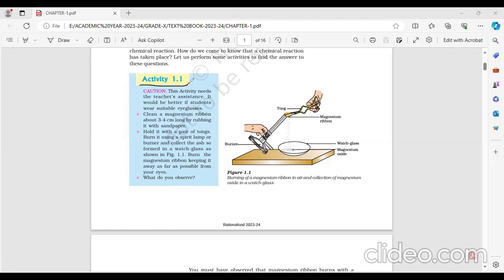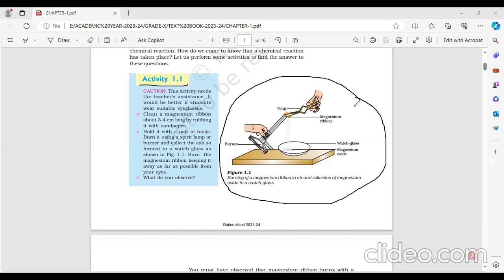And one more point: the activity video has been given in the description. The link has been given in the description. You may watch it after this explanation. That will give you a better understanding of the chemical reaction which is taking place.